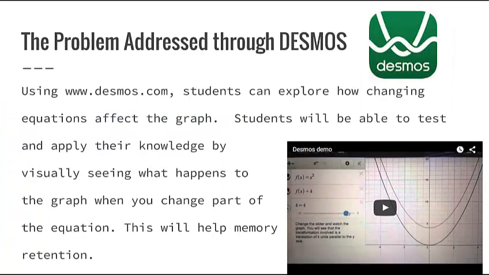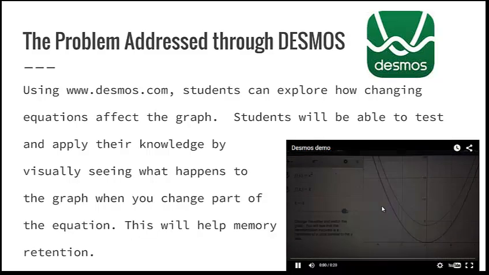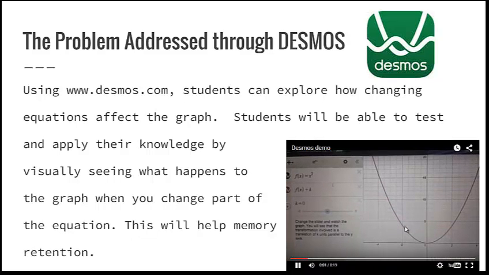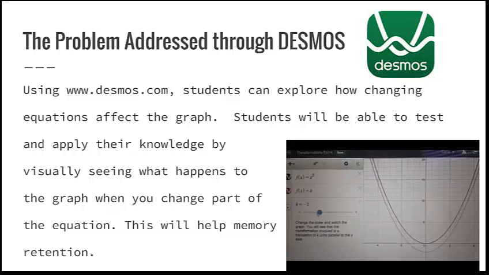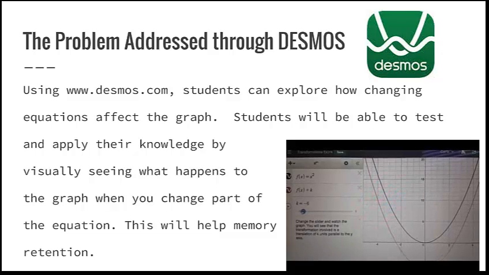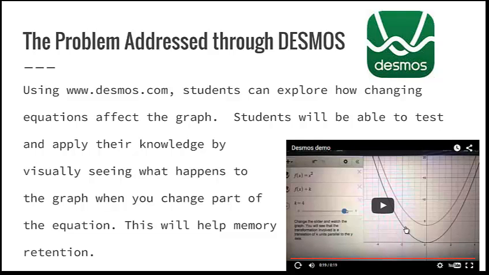The Desmos app, which is a Google app and can be downloaded on any device, can solve this problem. With Desmos, students can explore how changing the equations of parent functions affects the graph. In this example, students can visualize what happens to the graph when a number is added or subtracted to the function. Students will be able to test and apply their knowledge by visually seeing what happens to the graph when you change part of the equation. Students will be more engaged, and this should help with applying this difficult concept.